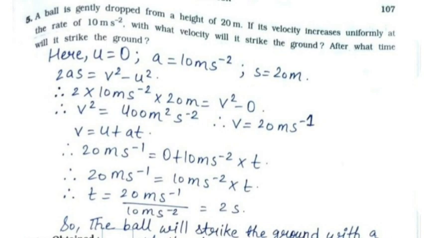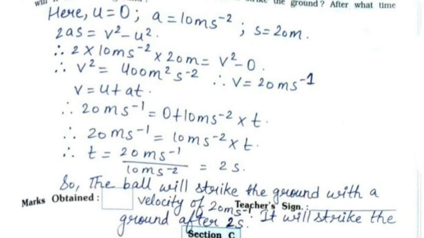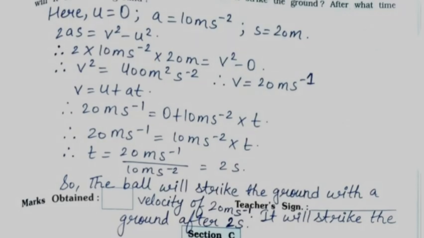Fifth one, a ball is gently dropped from a height of 20 meter. If its velocity increases uniformly at the rate of 10 meter per second square, with what velocity will it strike the ground? After what time will it strike the ground? Now the solution for the same question is already given. So you can see the answer, means the solution, and complete it in your workbook.